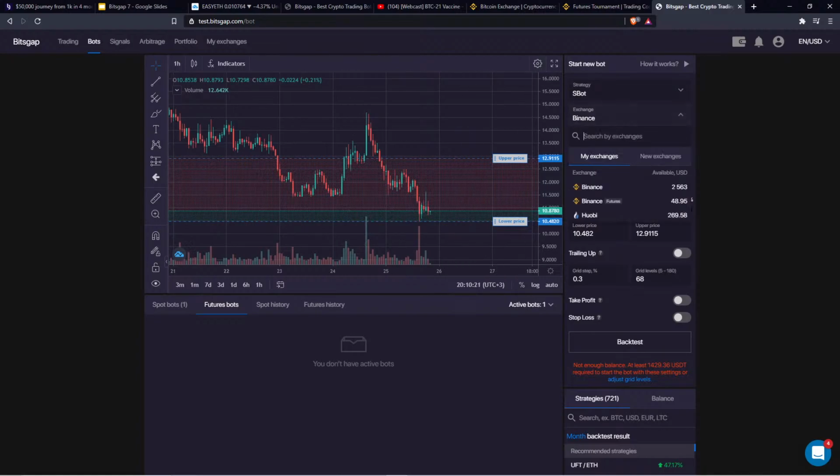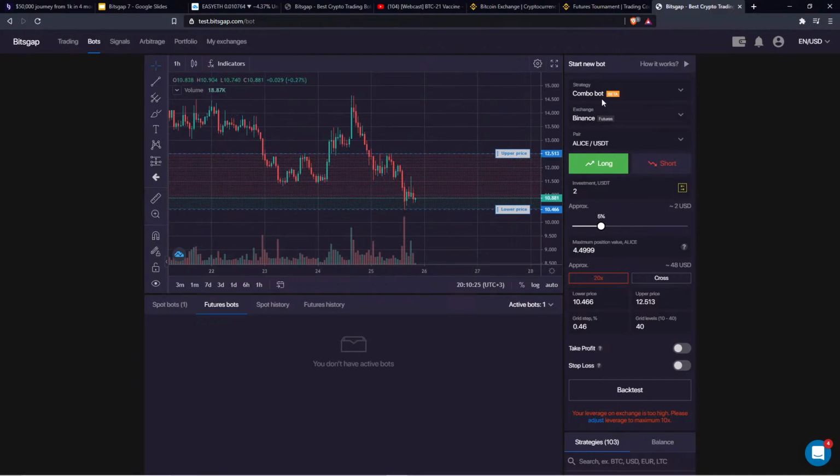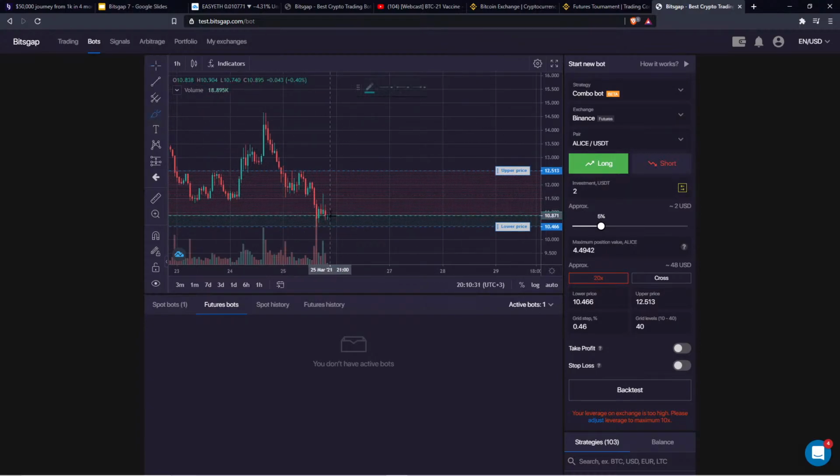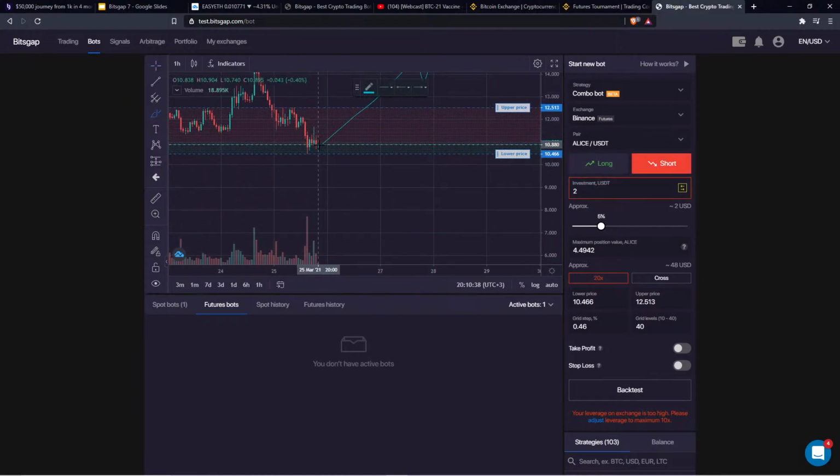So let's switch to futures. Soon you will see the combo bot for futures trading, where you have the long strategy to generate returns on the rising market, and the short strategy, which will short sell the market using the grid and the DCA technology to take the most out of the downfall.